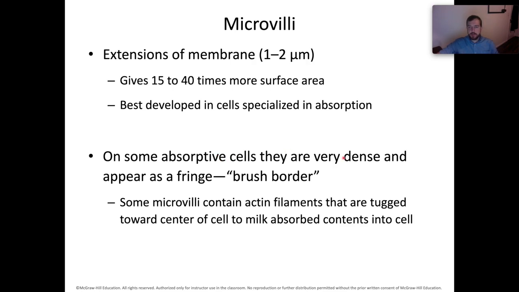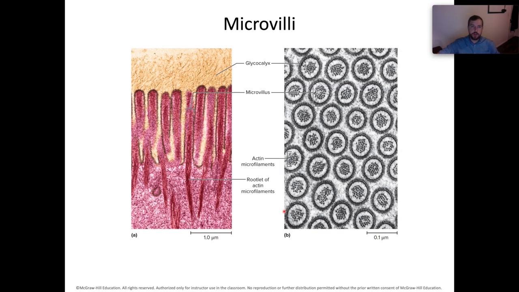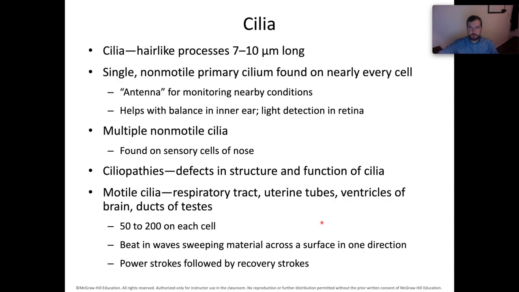On some absorptive cells, they're very dense, and we call that a brush border. And some of them have these actin filaments that sort of milk whatever they absorb into the cell. This is what those little microvilli look like. See, they look like little fingers. And if you cross-section them, you can actually see those little actin microfilaments. This is one microvillus right here, or right here, for example. And you can see those actin microfilaments that make up the root, if you will, of those.